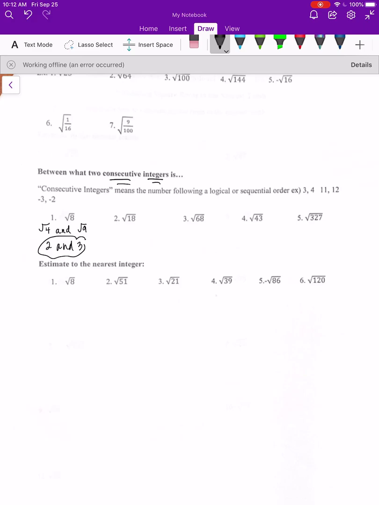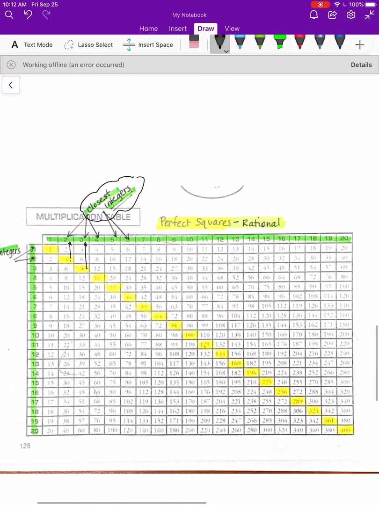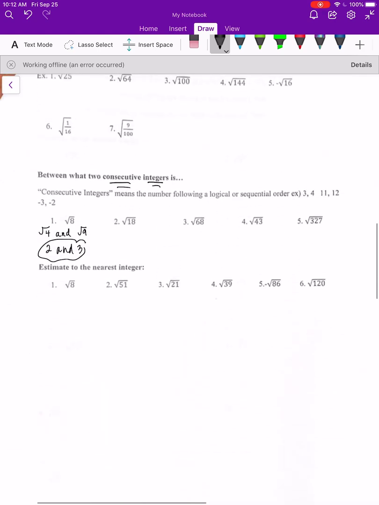All right, so the square root of 18. We go back to our chart. 18 is not a perfect square, but it's between 16 and 25. Would 18 fall between there? 16, 17, 18. Yep, it's between those two numbers. So that means it's between the square root of 16 and the square root of 25. What is the square root of 16? The square root of 16 is 4. And the square root of 25 is 5. Those are the consecutive integers it's between.